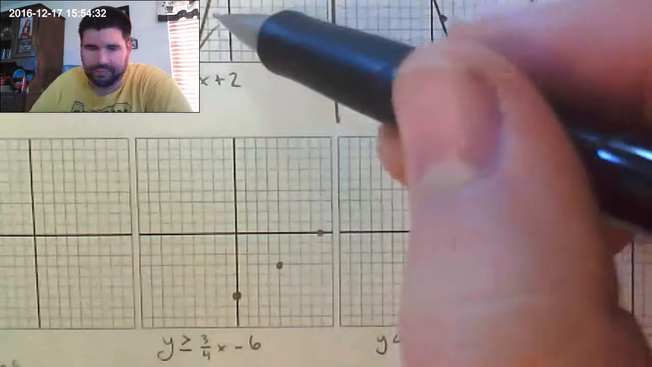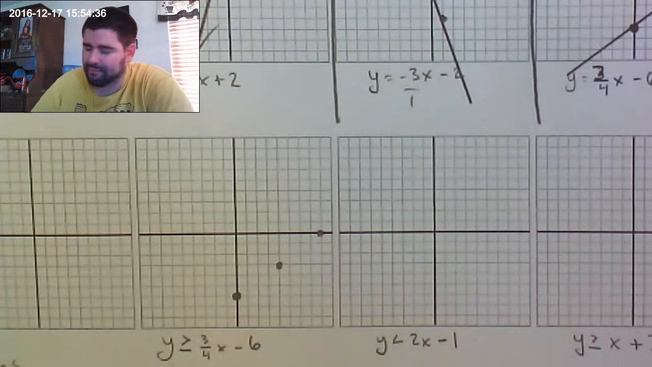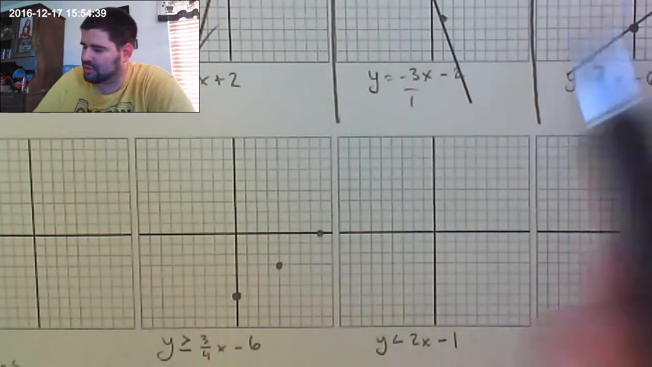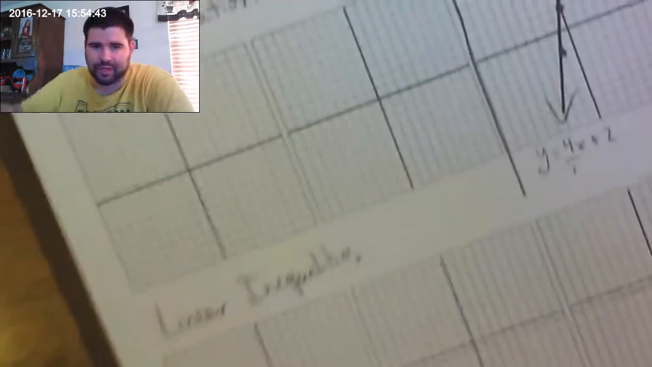Now, if you notice from up here when we graphed, all of our equations had equal signs. So that means all of the solutions to these equations are on that line, not outside of it.